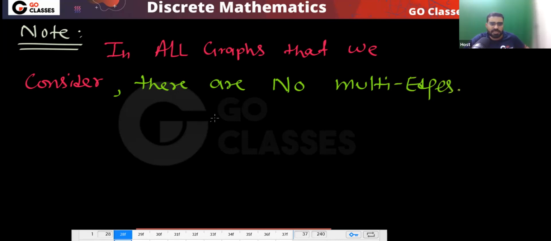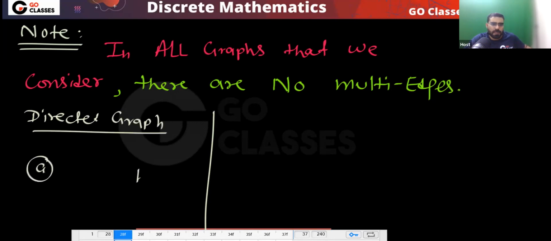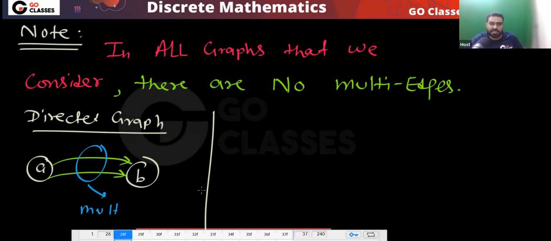Multi-edges means, if you have a directed graph, this is not allowed. If you have a directed graph, then let's assume A, B, then you cannot have this. So these are the multi-edges. This type of edges are called multi-edges.